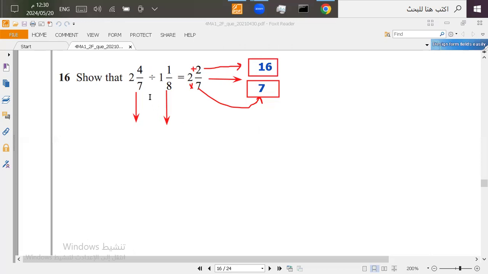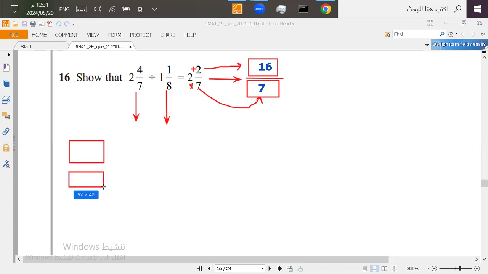Now I'm going to do the same thing here and calculate them and check if I get the right answer. So it has to be 16 over 7 to become right. Now I'm going to do the same steps here. I'm going to turn this mixed number into an improper fraction. We'll do it here.